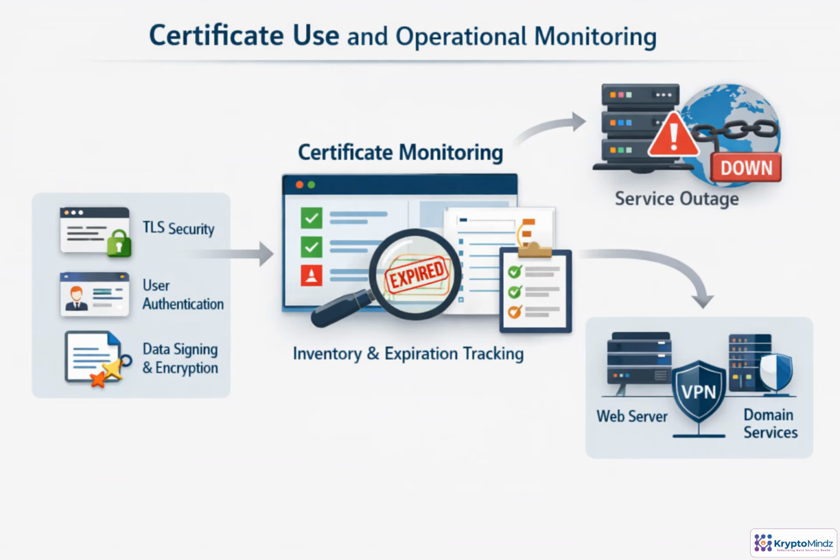After deployment, certificates become part of everyday operations. They secure TLS sessions, authenticate users and machines, sign data, and protect confidentiality. The catch is that certificates often fail quietly. They simply expire, and suddenly a website, VPN, or domain service stops working. Operational teams need a live inventory, clear ownership, and automated alerts for upcoming expirations, especially on business-critical systems. Think of it as uptime monitoring focused entirely on certificate health.